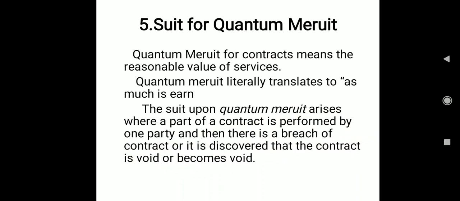Because sometimes what happens is that a part of the contract is performed by one party, and then there is a breach of contract. Or maybe we discover that the contract is void or becomes void. So in that case, for how much you have worked, for that much you should get the payment. If the payment was agreed for 30 days but you worked only for 15 days, so definitely for 15 days whatever payment is due, you should get it. That is suit for quantum meruit. I hope it is clear.